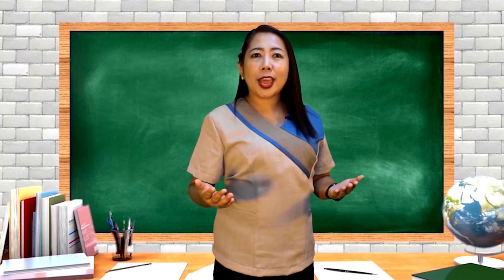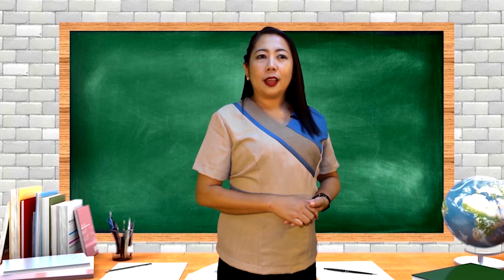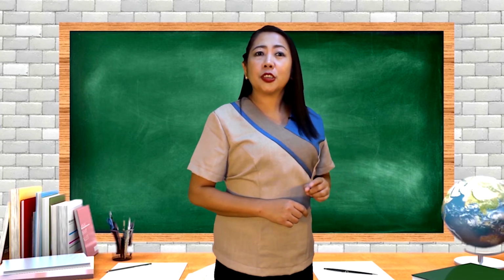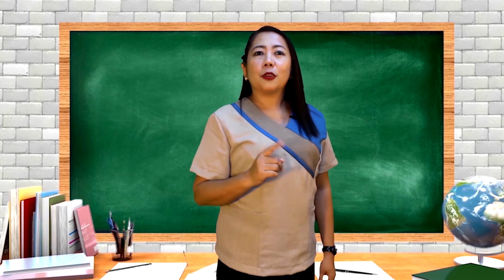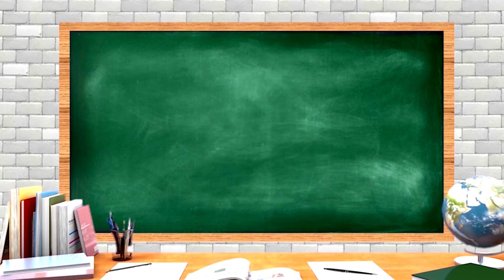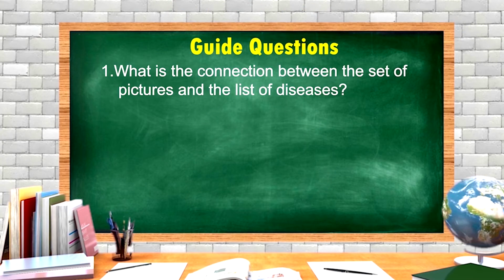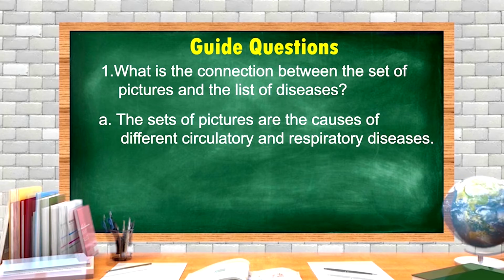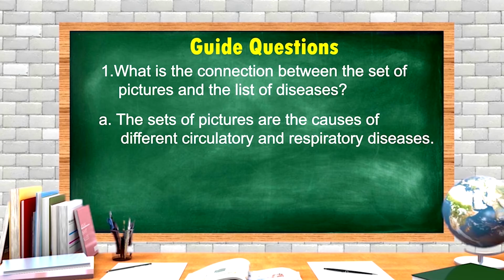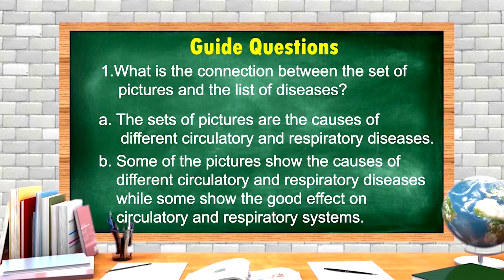Now, let us try to answer the following guide questions. This will help you to obtain the relationship between those pictures and the correct answer. In your paper, write the letter of your choice. Number 1. What is the connection between the set of pictures and the list of the diseases? A. The set of pictures are the causes of different circulatory and respiratory diseases. B. Some of the pictures show the causes of different circulatory and respiratory diseases, while some show the good effect on circulatory and respiratory systems.